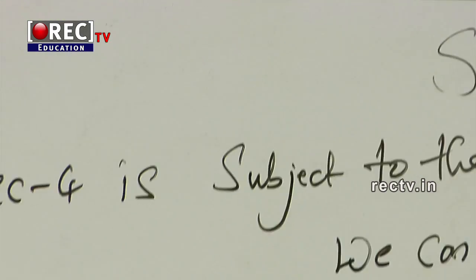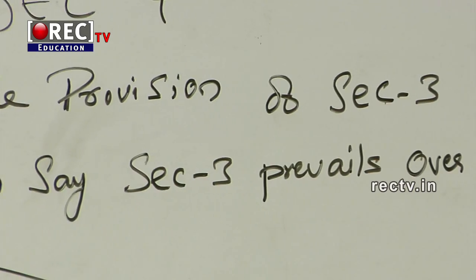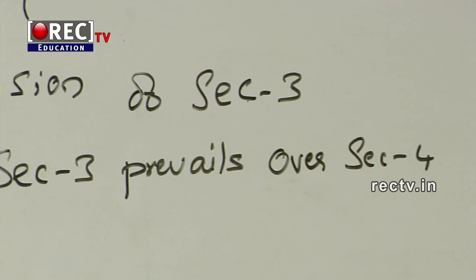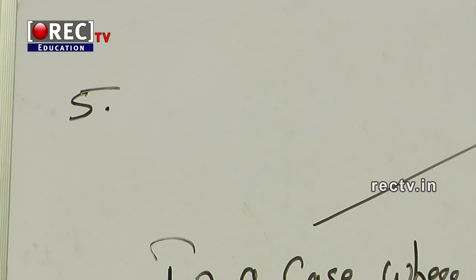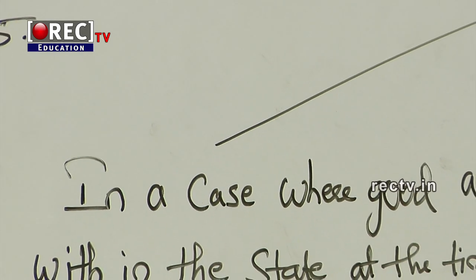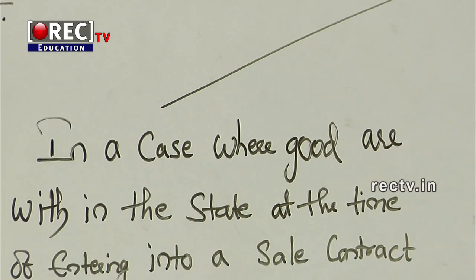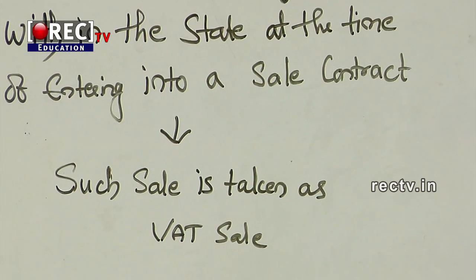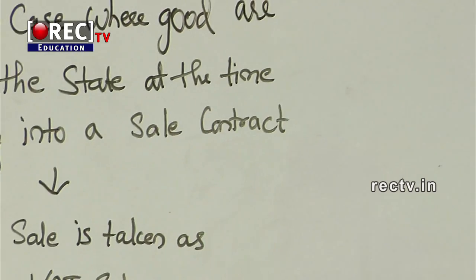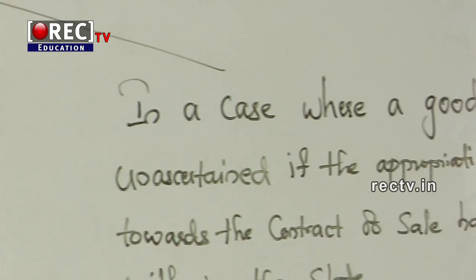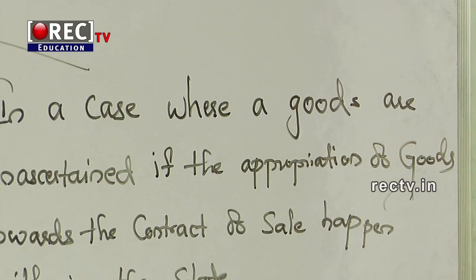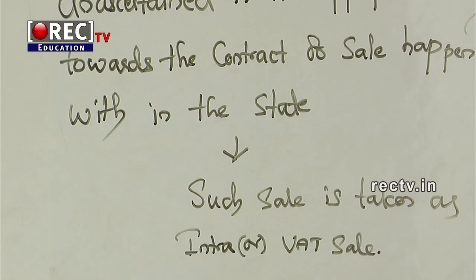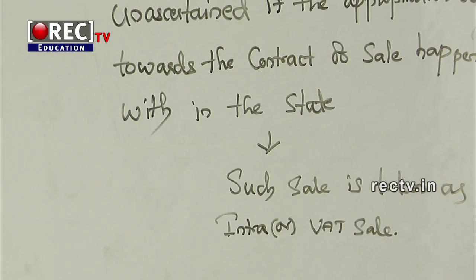Section 4 is subject to the provisions of section 3. That is, we can say that section 3 prevails over section 4. Now, point number 5: in a case where goods are within the state at the time of entering into a sale contract, such sale is taken as a VAT sale, that is an intrastate sale. Likewise, where goods are unascertained, if the appropriation of goods towards the contract of sale happens within the state, such sale is taken as an intra or VAT sale. So this is all about section 4.